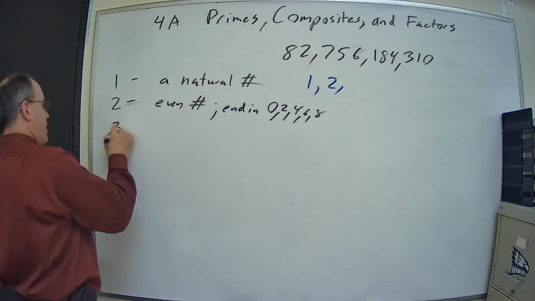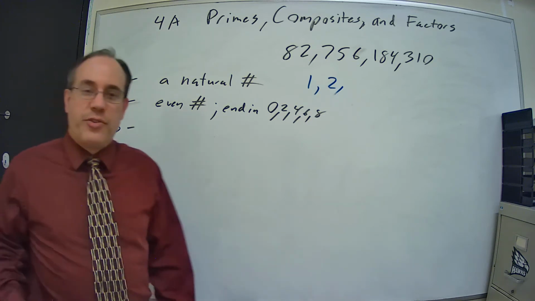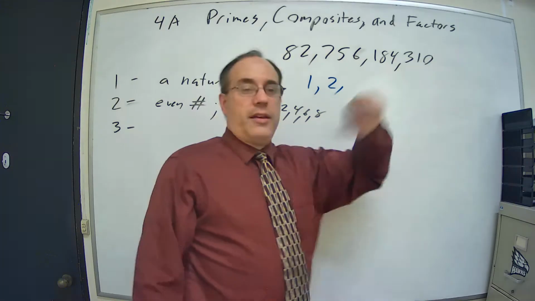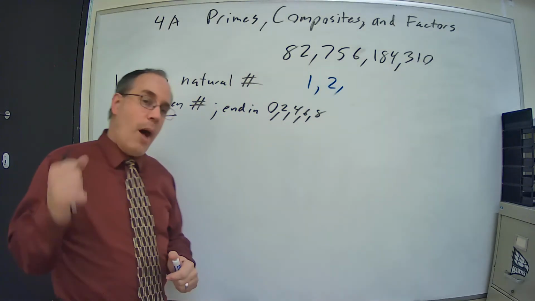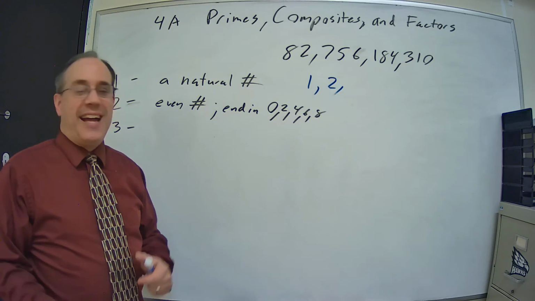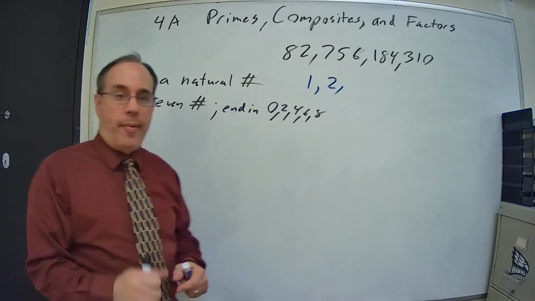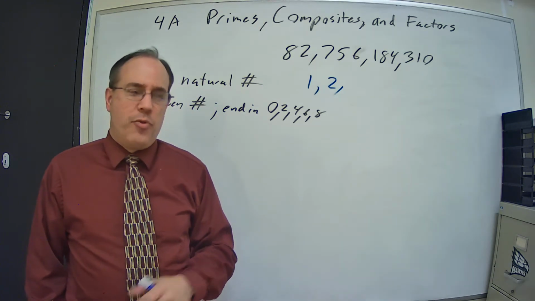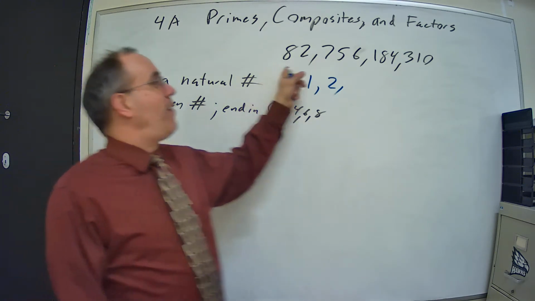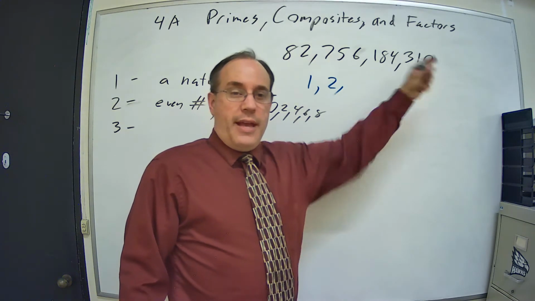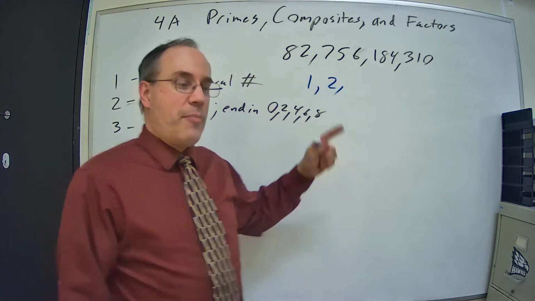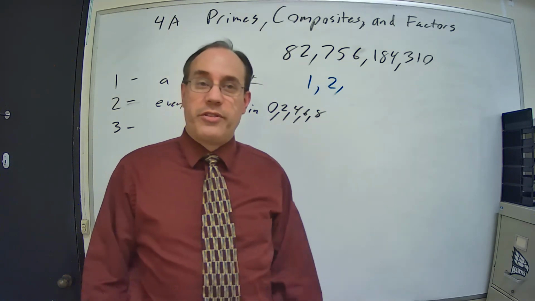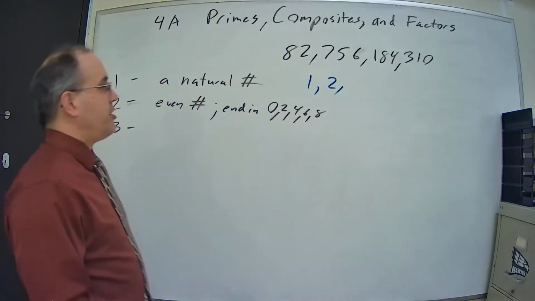What about 3? Well, 3 has a trick to it. If you take all of the digits in the number and add them up, and that result is divisible by 3, then the original number is divisible by 3. What that means is you can take all these digits, add them up, and then take the digits of the result and add them up, and keep doing so until you can tell whether it's divisible by 3 or not. So let's try that.